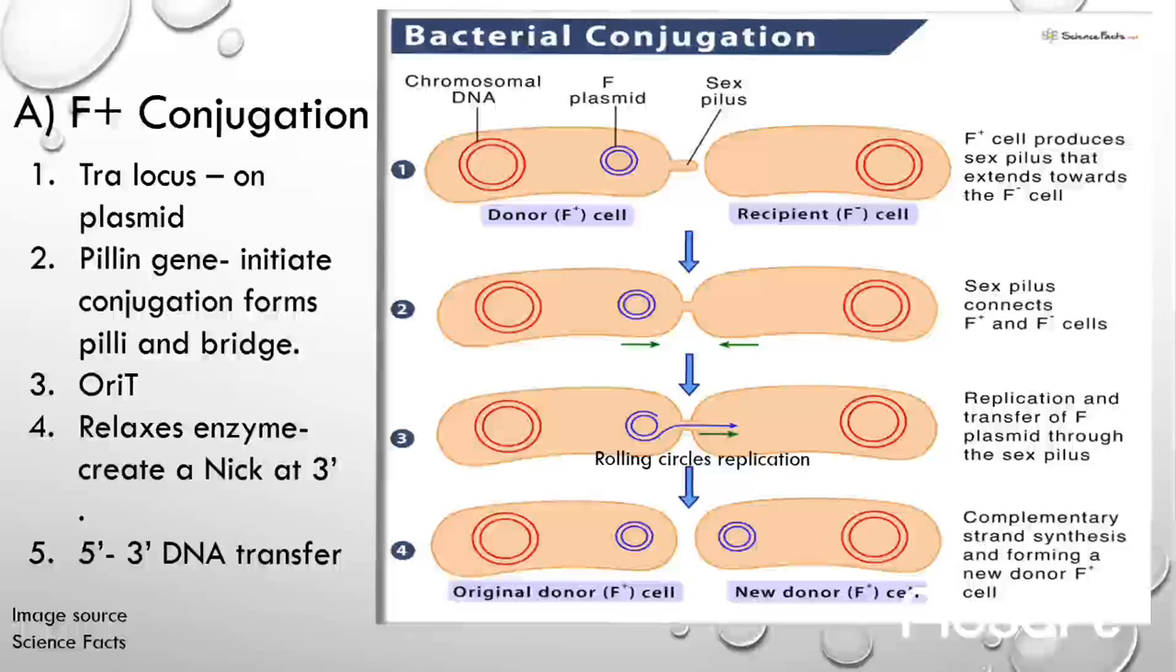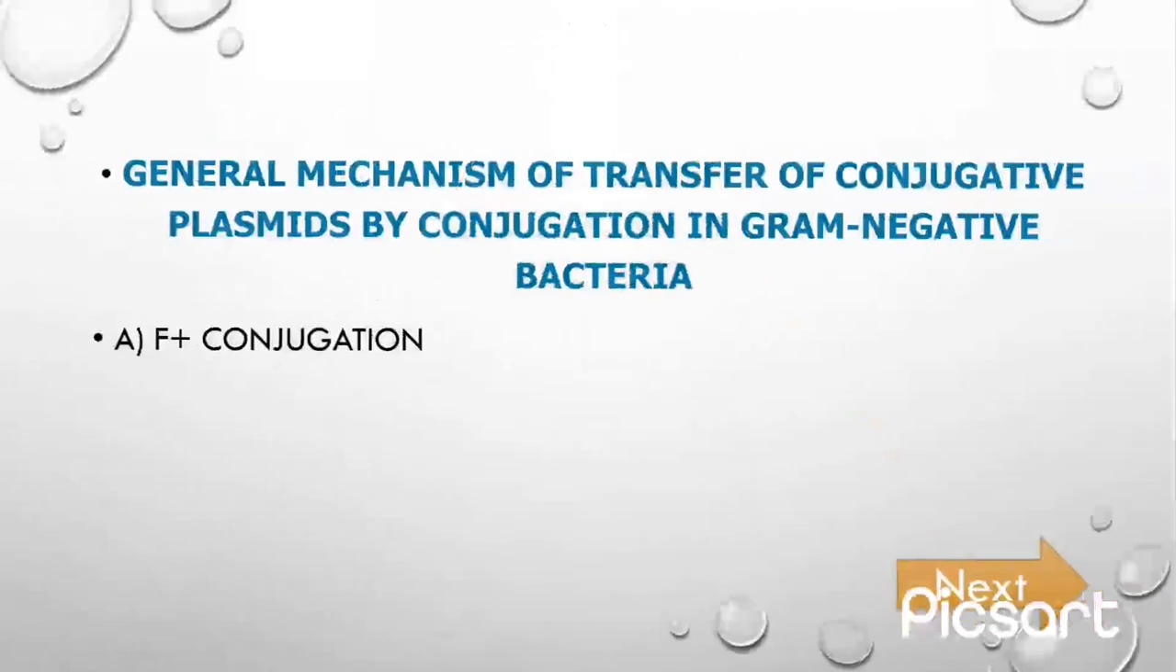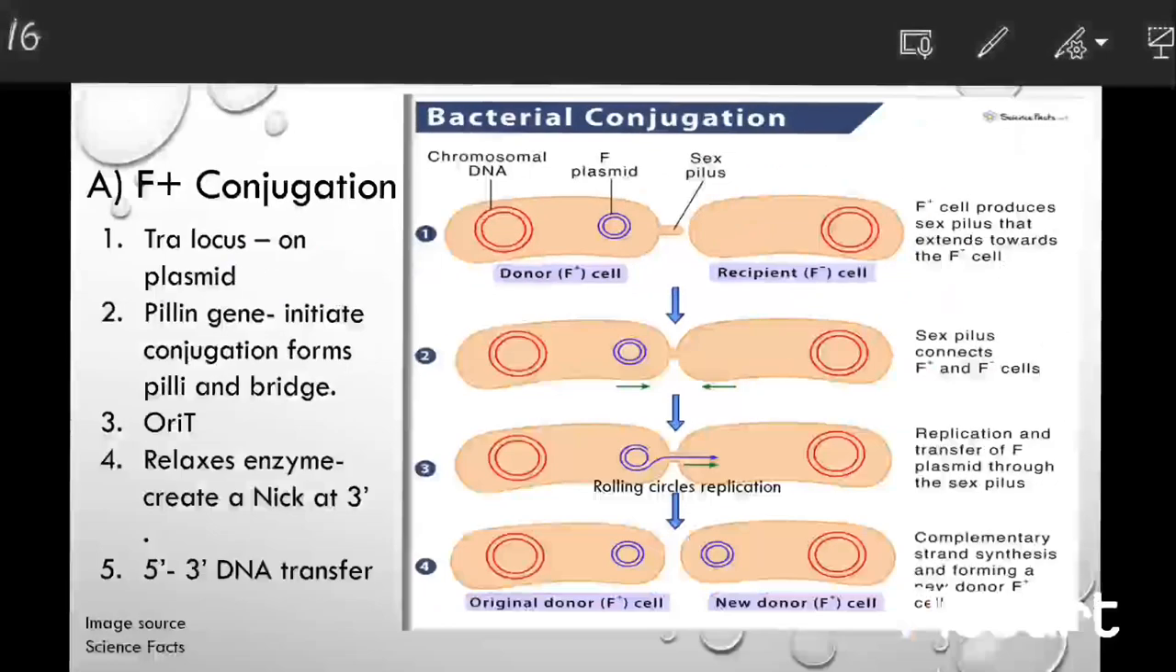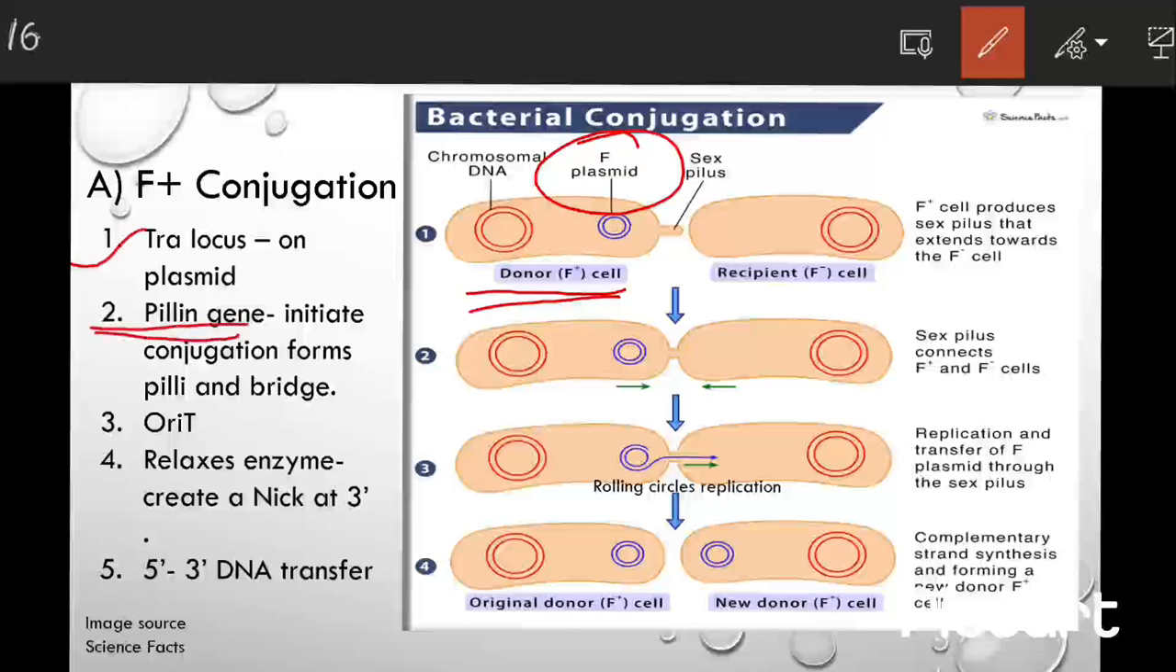In this bacterial conjugation, in the first step, the donor F plus cell has the F plasmid inside it. On this F plasmid there is the tra locus, which contains the pilin gene. It initiates the conjugation process and forms pili, or sex pili. So F plus cells produce sex pili that extend toward the F minus cell.